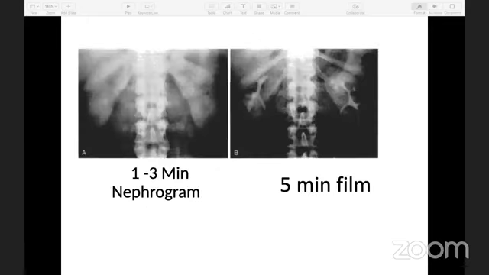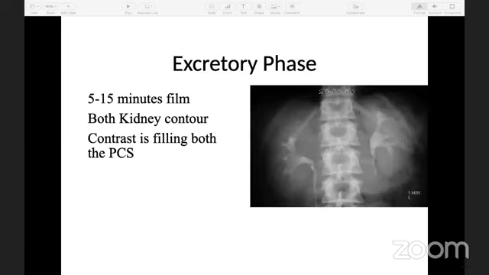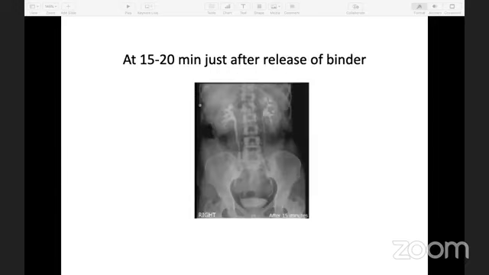Now you can see from the nephrogram phase at 5 minutes, contrast has started appearing in the pelvic system. This excretory phase shows both kidney contour and contrast filling the pelvic system. This is a film taken immediately after release of the binder, showing both ureters in their entire length.